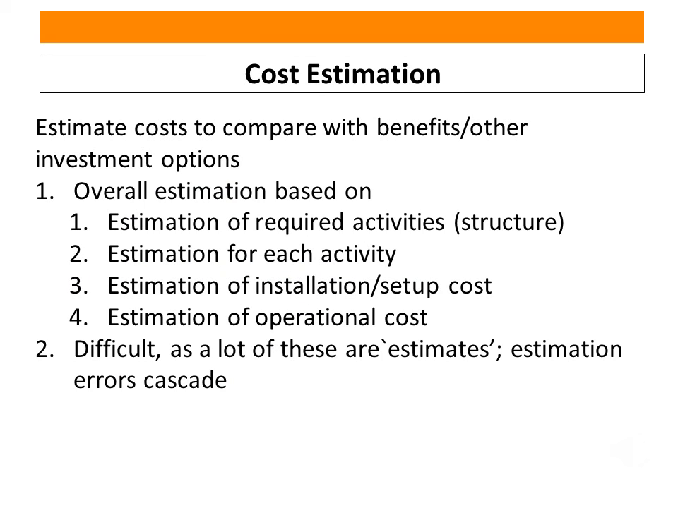So here is cost estimation. When talking about cost estimation, we have to compare the benefits with other investment options. For example, if we go somewhere to develop software, on what basis will the developer give us the amount for that software? These are the different investment options in that area. Here is the overall estimation based on required activities, structured by each activity: installation, setup cost, operational cost.